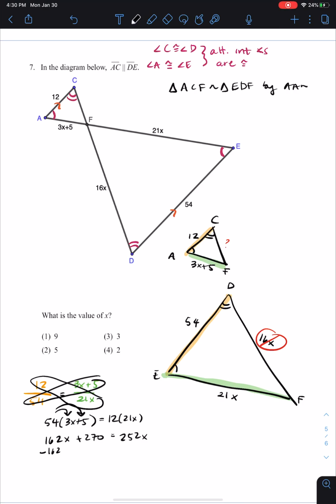So we're going to subtract 162x from both sides because the inverse of addition is subtraction. So 252 minus 162. And we get that 270 is equal to 90x. Now the inverse of multiplication is division, so we're going to divide each side by 90, and we're left with x is equal to 3.